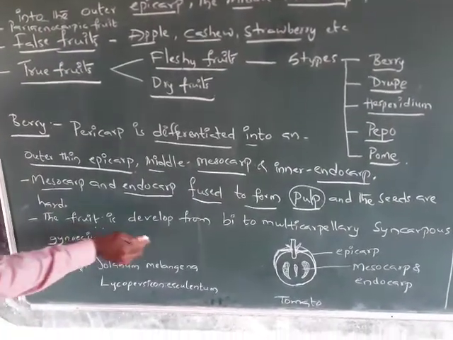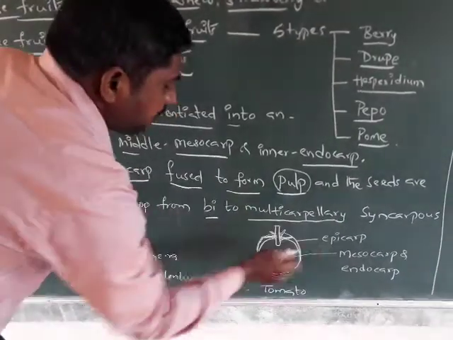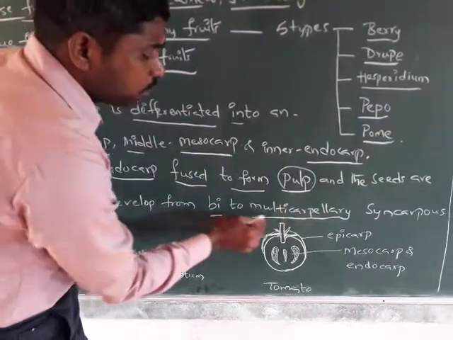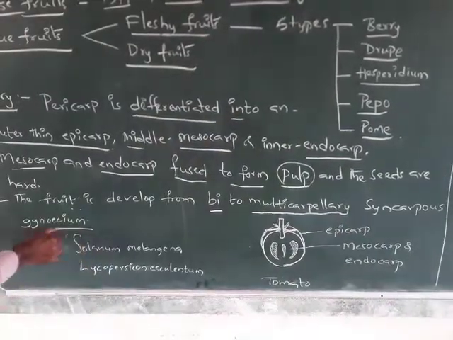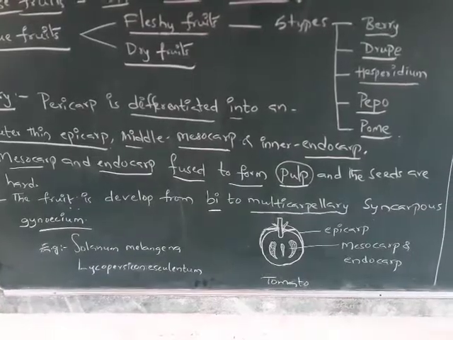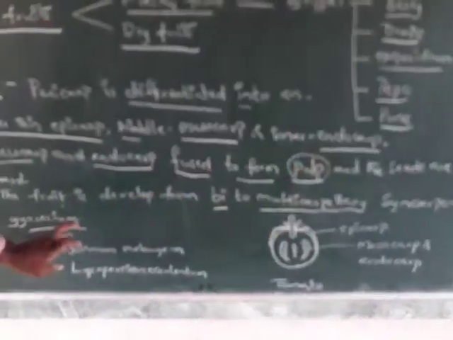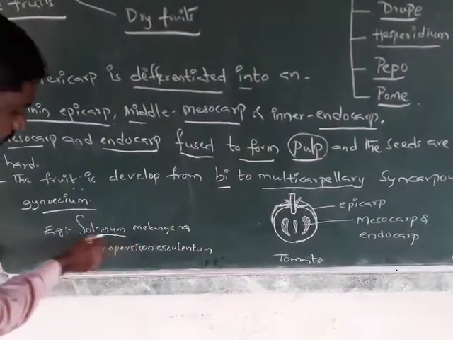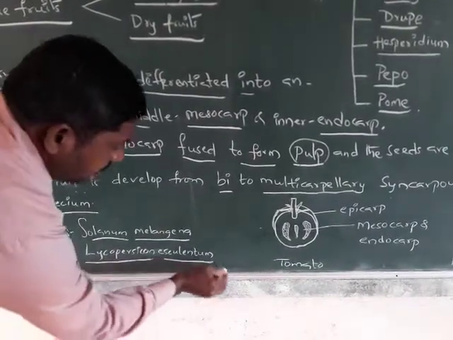Here the fruit is developed from a bi- to multicarpellary syncarpous gynoecium. Two carpels to multicarpellary. Examples are Solanum melongena and Lycopersicum esculentum.